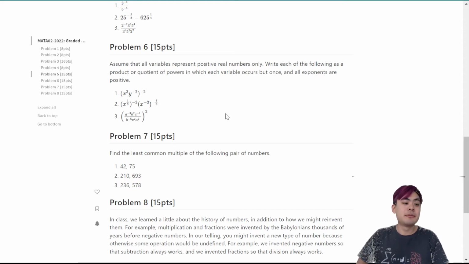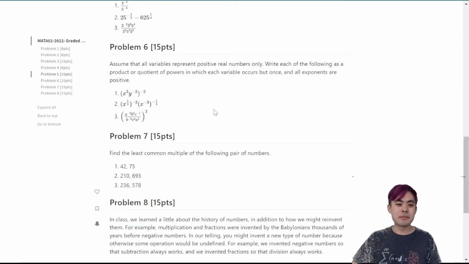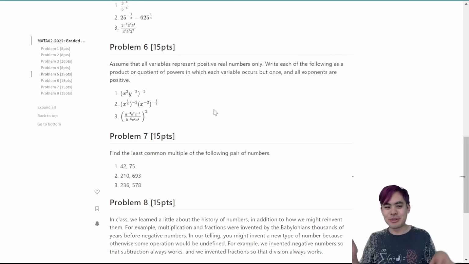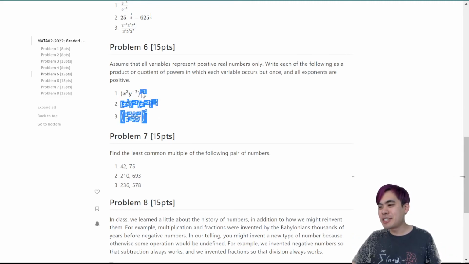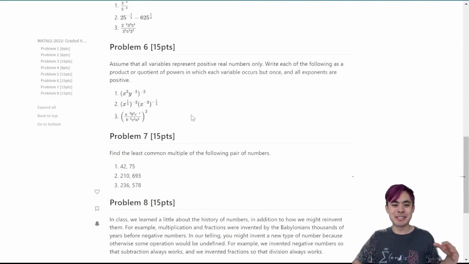Occurs only once. So yeah. Oh yeah, sorry. This question is exactly the same as problem two on the quiz. You'll notice that many of the questions on the quiz are very similar to this. Each of these questions is basically practice for quiz problem number two.